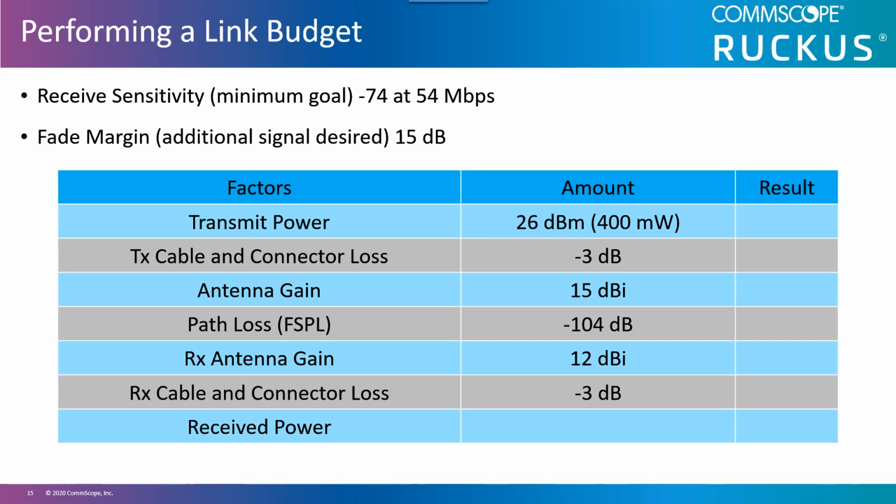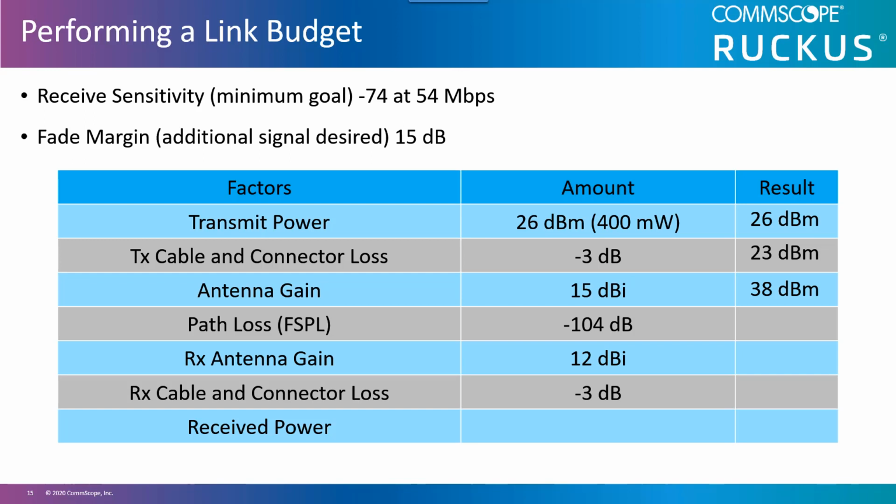Performing a link budget. Here you can see a sample of the information needed in calculating a link budget. We have defined our minimal goal for this bridge and link to have factored in a negative 15 dB fade margin, as we begin with a transmit power of 26 dBm. Once we introduce the transmit cable and connectors and all the loss, we would then be at 23 dBm. The transmit antenna adds 15 dBi gain, taking us to 38 dBm.